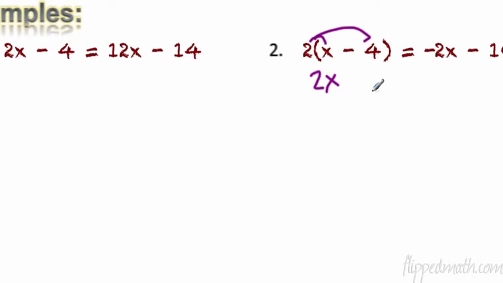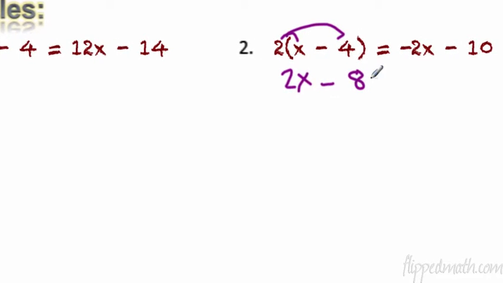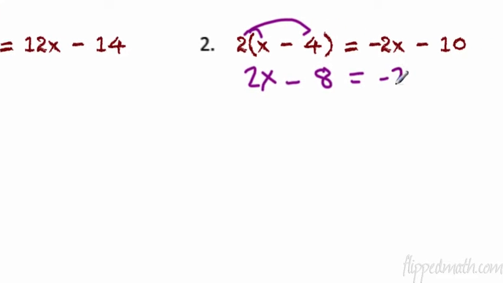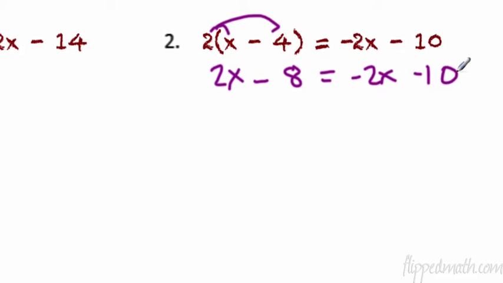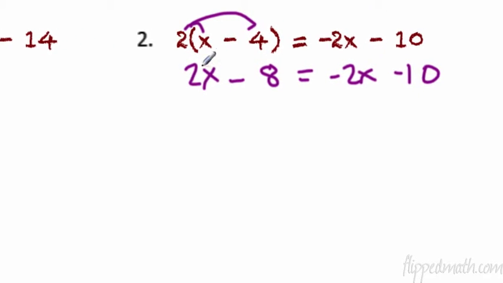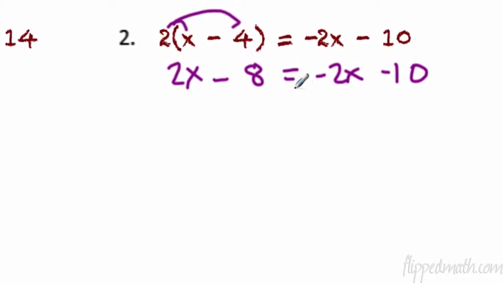So we're going to get 2 times x is 2x, minus 8 equals, we get negative 2x minus 10. All right, that's what we get after we distribute. The right-hand side stays the same.